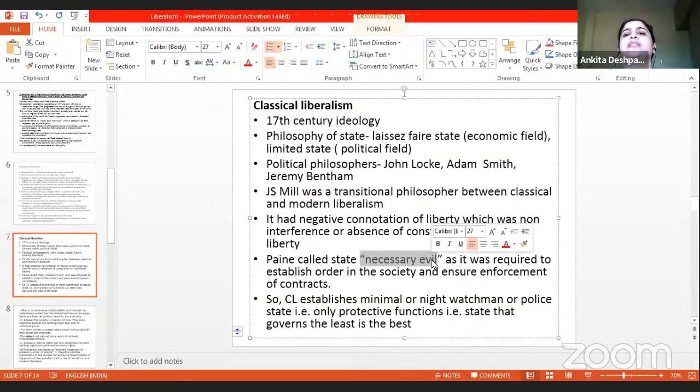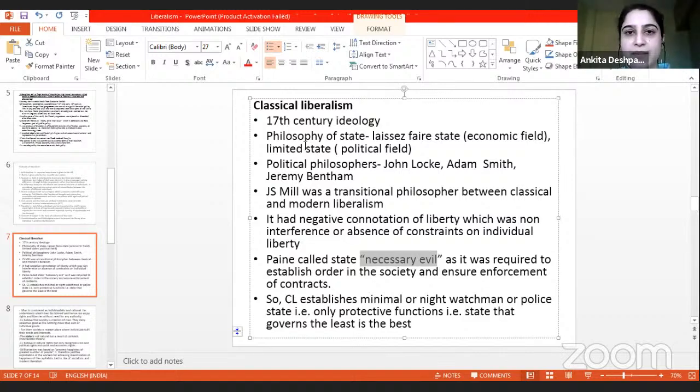The state becomes a necessary evil. Classical liberals, John Locke, Adam Smith, Jeremy Bentham, okay, considered state to be a necessary evil because it is negative. Why is it negative? Because state cannot interfere in the economic activities of the people. It's not allowed. It is open market economy. It is laissez-faire. Leave alone the economy. Let people utilize their natural capabilities and create a good life for themselves. State only has to maintain the protection and defense of the people.